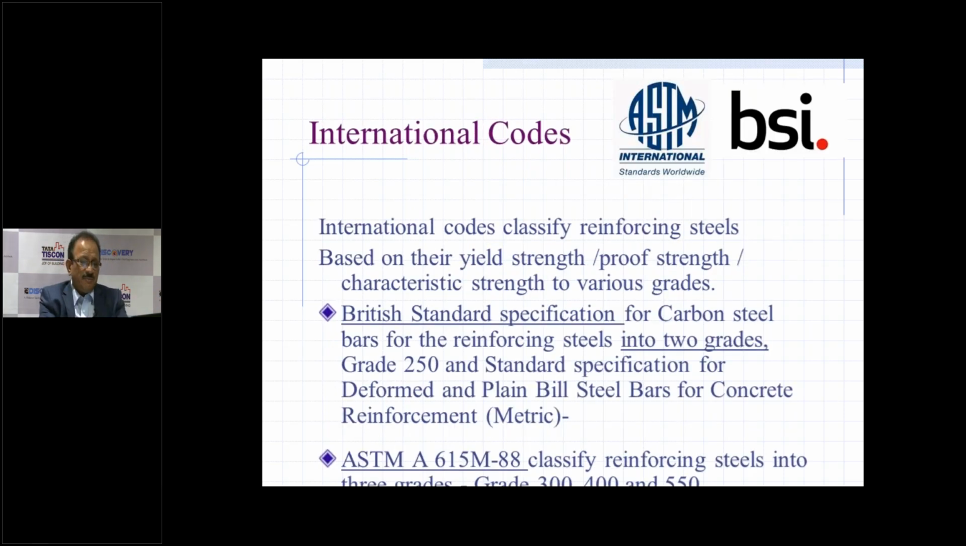Internationally, if we compare the standard codes, the British standard specification has two grades of steel, grade 250 and the standard specification, whereas ASTM, that is the American standard, A615M of 1988, classifies reinforcing steel into three grades, namely grade 300, grade 400 and grade 550.